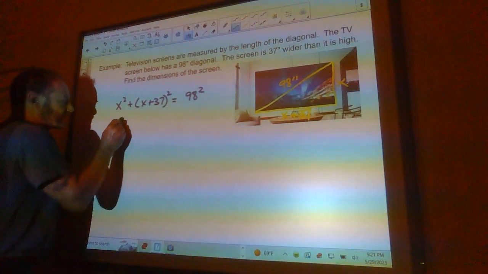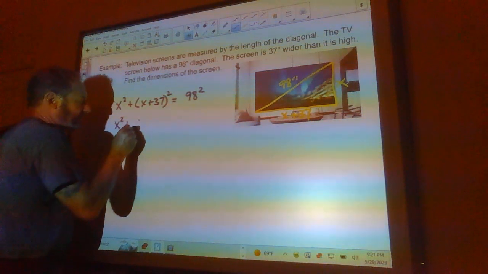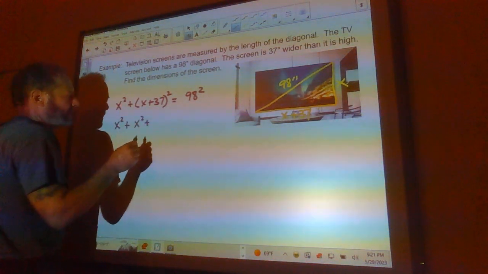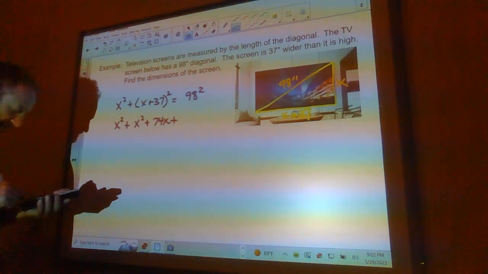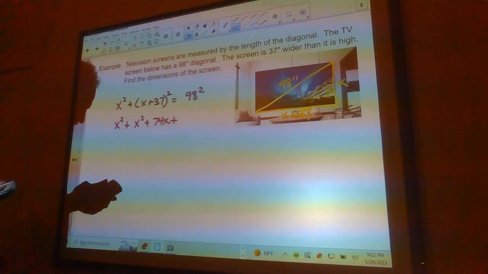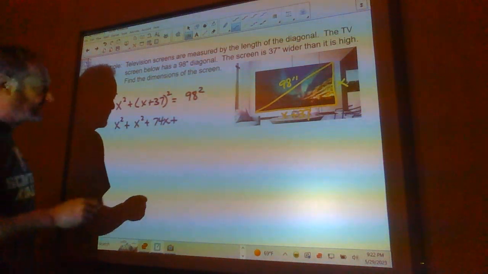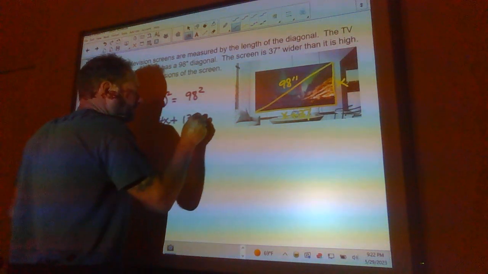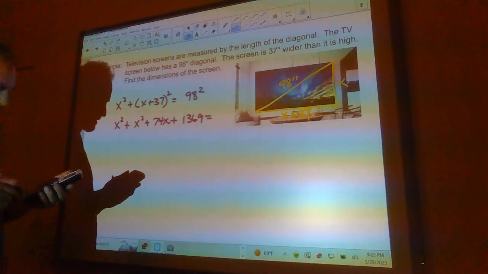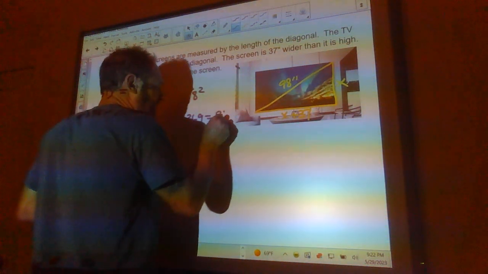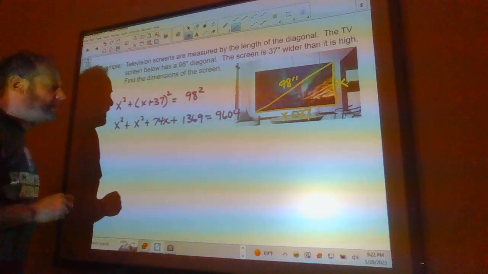So this is going to be x squared plus x squared plus 74x plus 37 squared. Don't have that one in my memory. That's 1,369 equals 98 squared. That's 9,604.